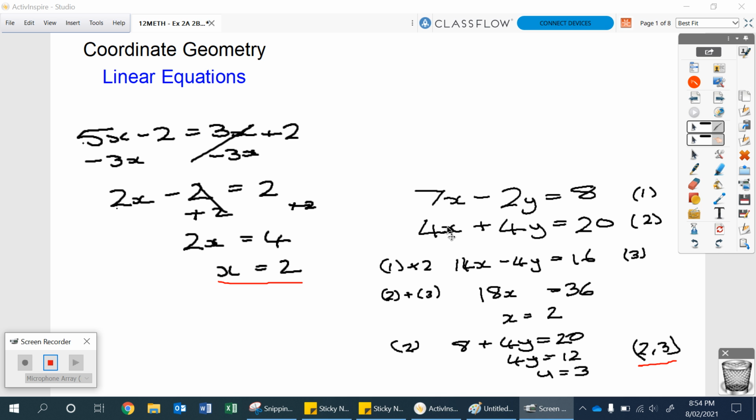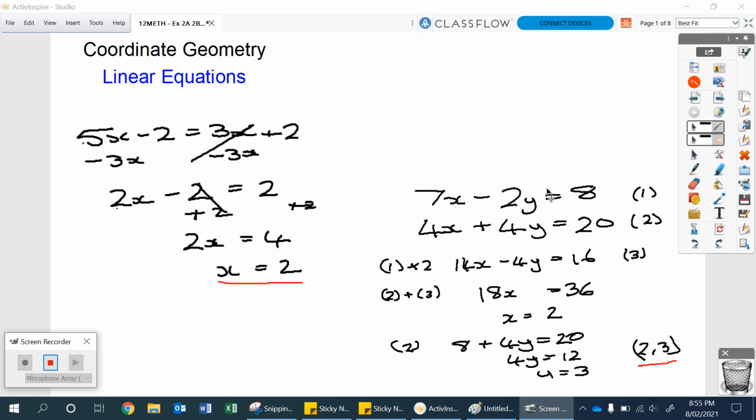So we go 4x plus 14x is 18x. 4y plus negative 4y is nothing, it's gone. 20 plus 16 is 36. We have got 18x equals 36. That means x is equal to 2.